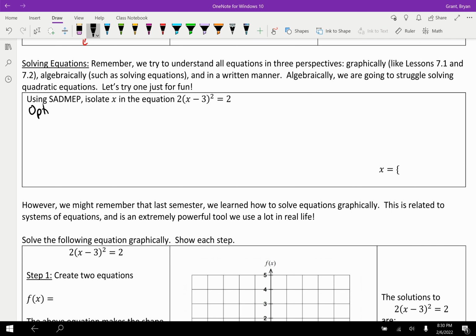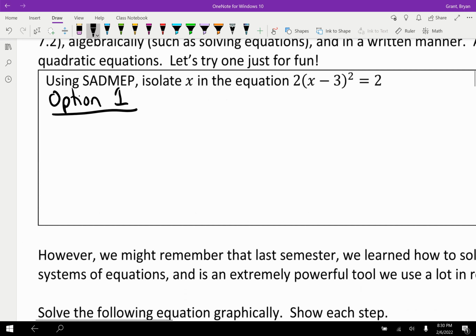So the first option that I see, and I'm going to zoom in here, is students take the 2 that's out front and try to distribute that 2 to the inside of the parentheses, because we've been so well trained that when you see parentheses, you distribute. Well, this is not an exception to the rule. This is really understanding that that rule isn't a very good one. In fact, the times you can distribute are pretty limited.